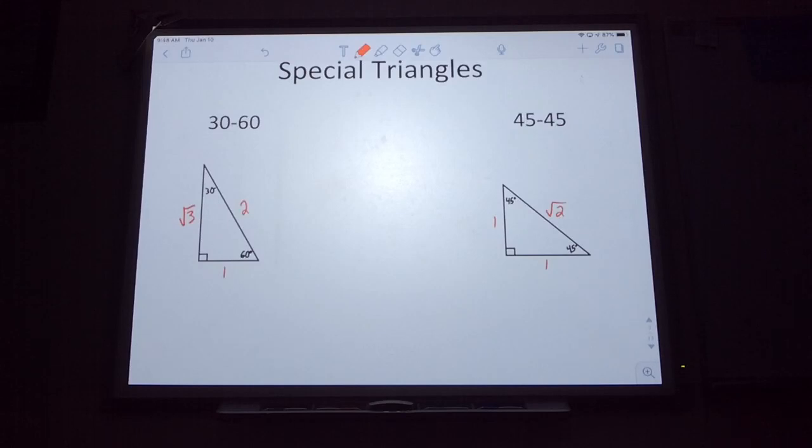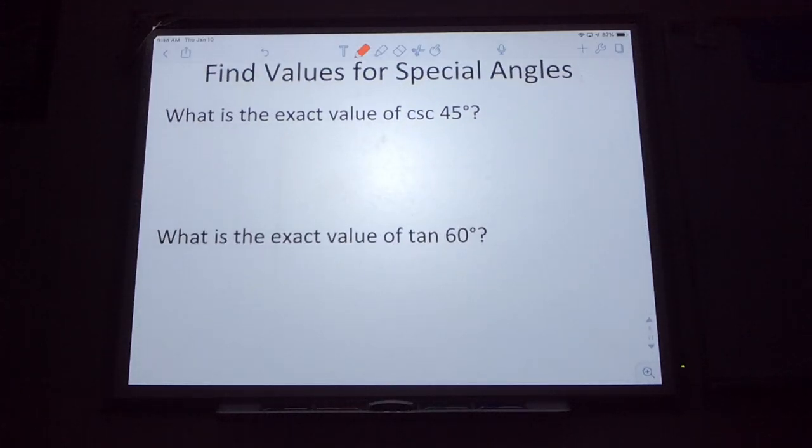Okay, so let's look how that affects our problems. So this says find the exact value of the cosecant of 45. So we have a triangle that uses the degree of 45. So I'm going to write that down. Here's our triangle. Okay, there's our triangle. That's 45, 45, and 90. It says what's the exact value of the cosecant of 45? So we know that 45 is 1, 1, root 2.